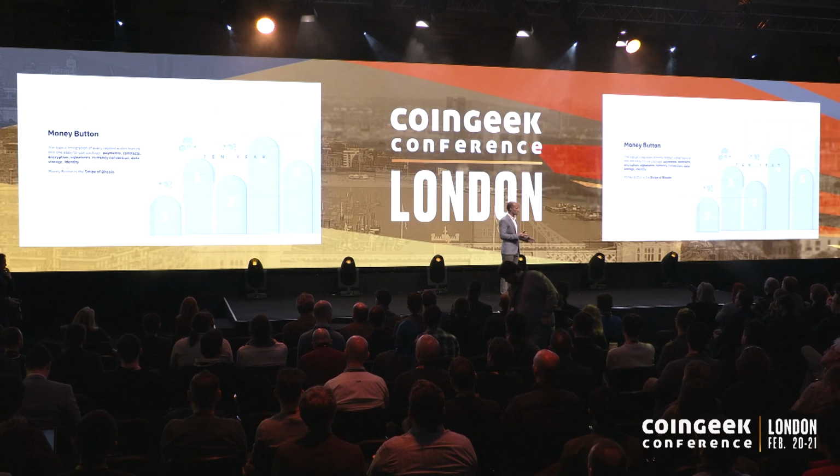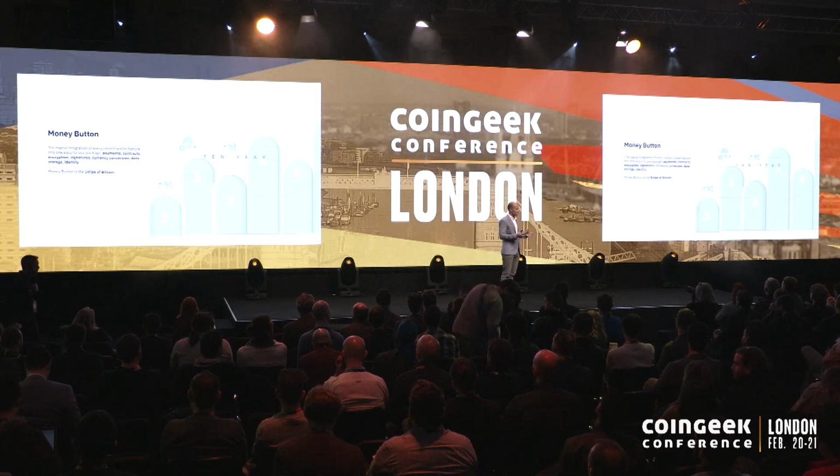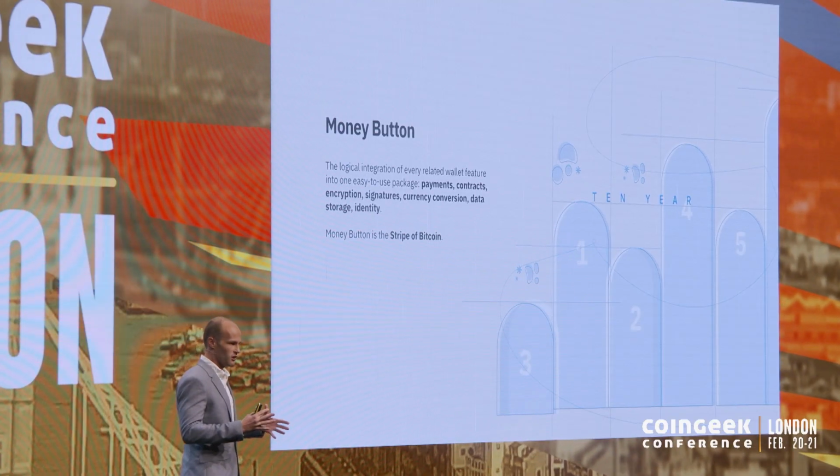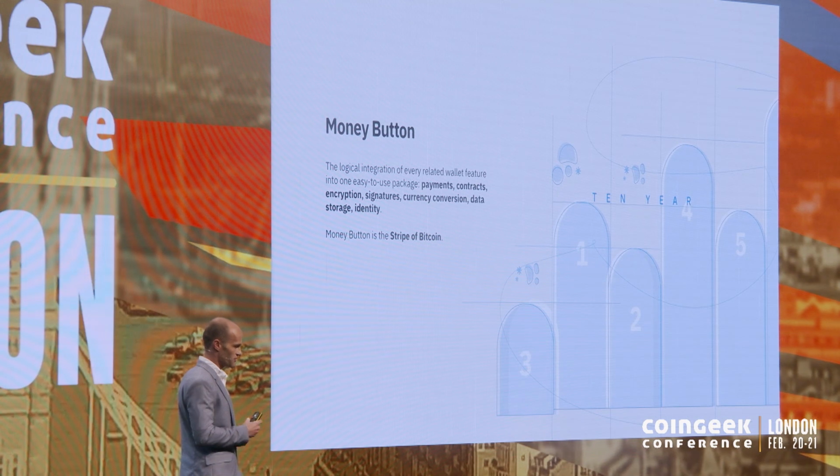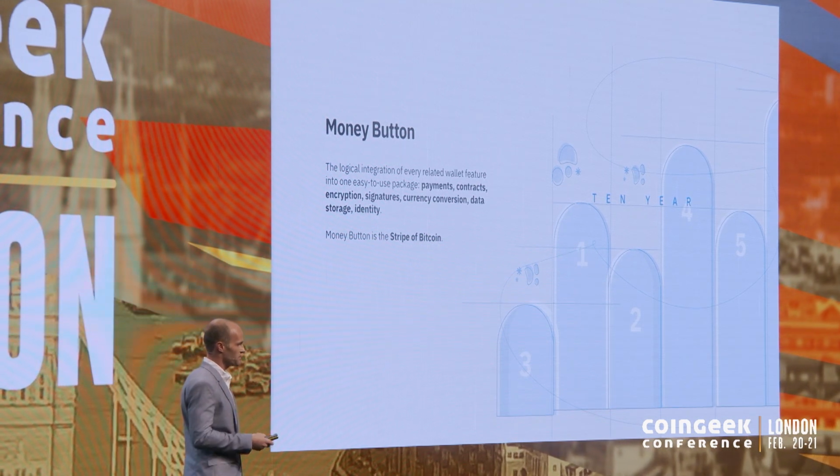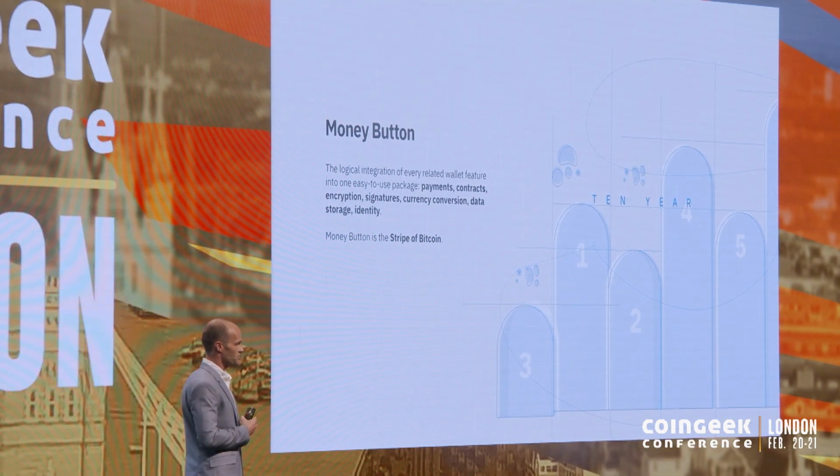So a way of thinking about this is that we are logically integrating every feature related to a wallet into one package for end users and for businesses. So that includes payments, contracts, encryption, signatures, currency conversion, data storage, identity. One way to think about this for people familiar with Stripe, we're like the Stripe of Bitcoin in the sense that Stripe is an API for payments. We're like an API for not just payments, but all the stuff that you can leverage Bitcoin for.